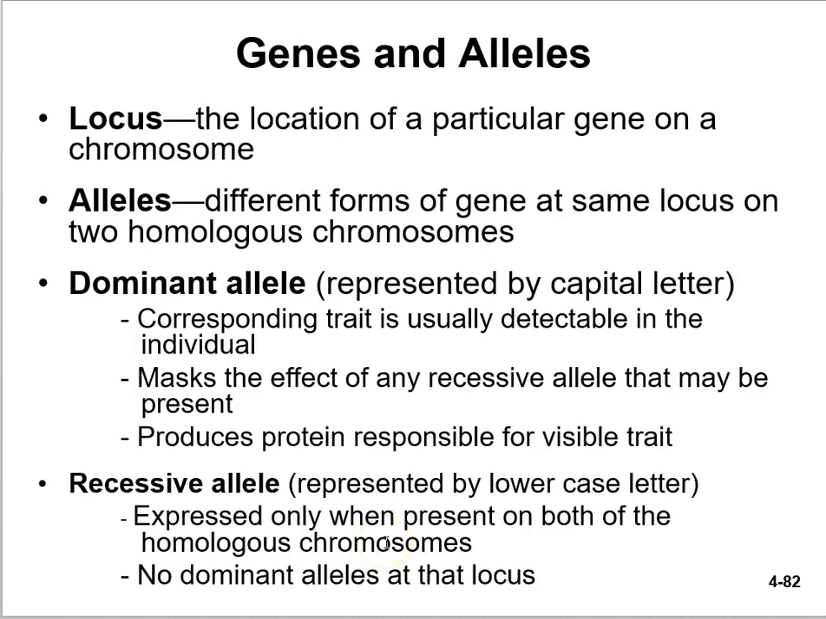A locus is the location of a particular gene on a chromosome, and an allele is a different version of a gene at the same locus on 2 homologous chromosomes. Genes can come in dominant and recessive alleles. The dominant one, if we're doing genetics problems, we usually represent that one by a capital letter.